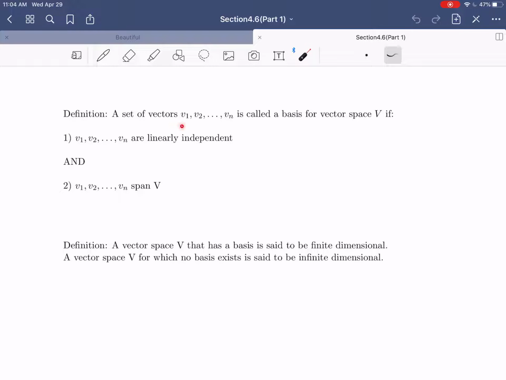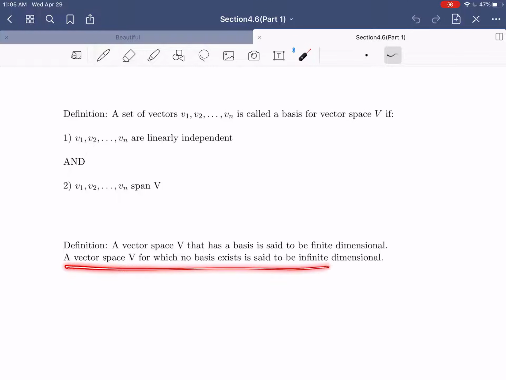It'll turn out that the number of vectors in a basis is equal to the dimension. We don't quite know right now that that's a well-defined concept. In other words, we haven't proven that every basis is the same size, but we will do that in just a moment. But I do want you guys to have this definition. If a vector space has a basis, we call it finite dimensional. There are, however, vector spaces for which no basis exists, and we call those infinite dimensional.